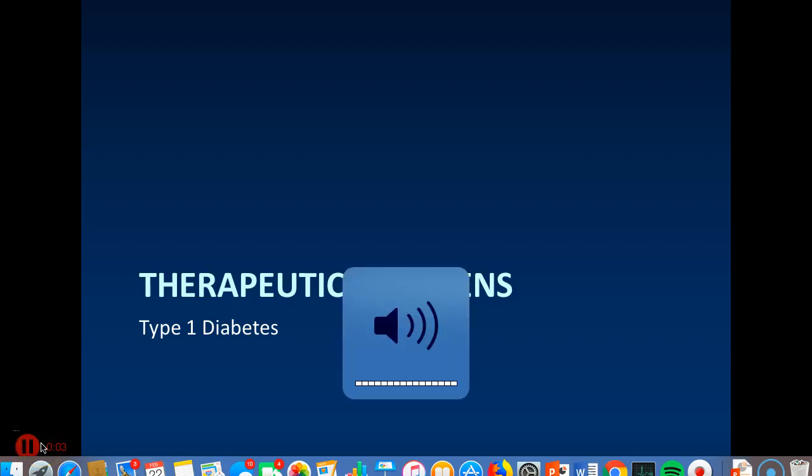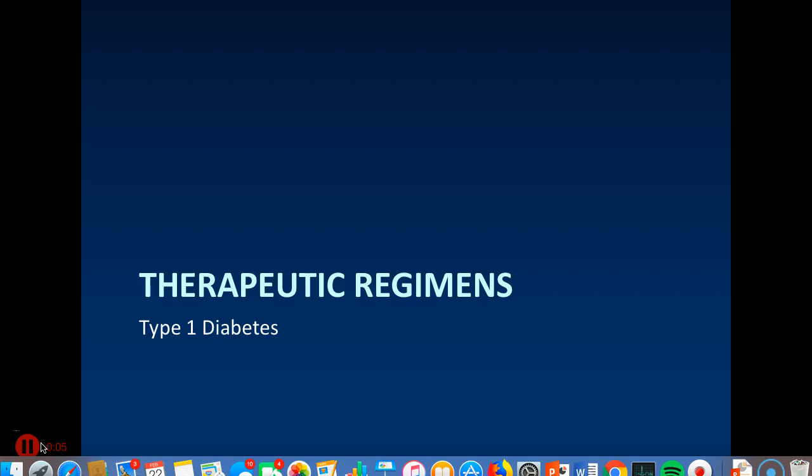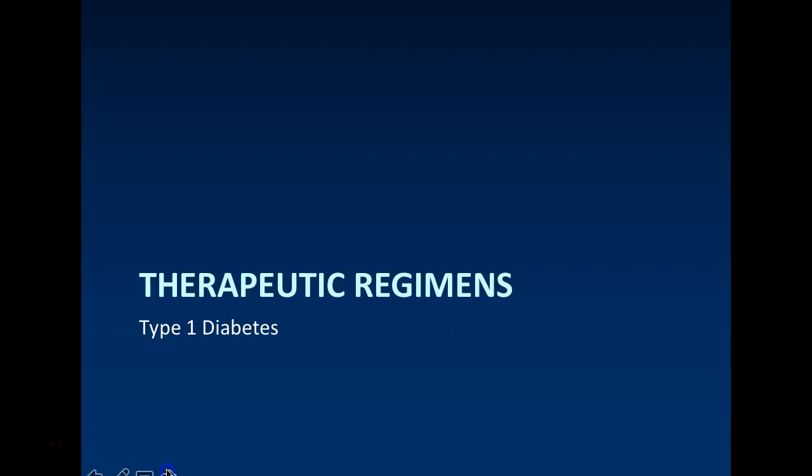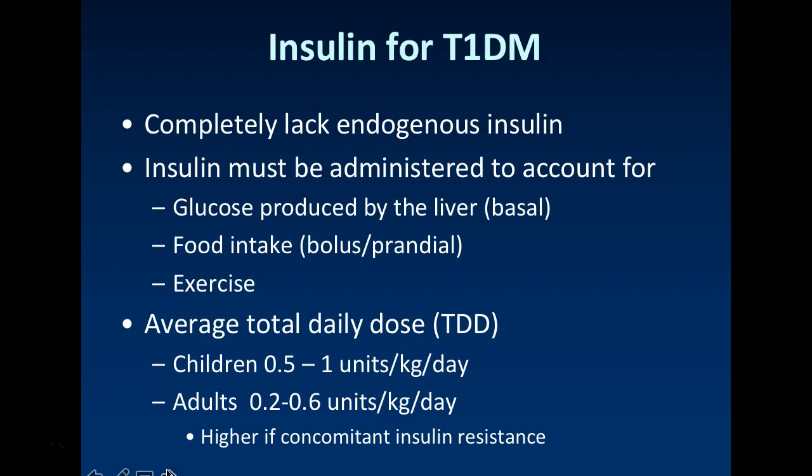Finally, we're just going to talk about the different ways to design a therapeutic regimen for patients with type 1 diabetes. Because patients with type 1 diabetes have a complete lack of endogenous insulin, you really have to give insulin administration to account for the hepatic gluconeogenesis that provides your basal needs, your food intake, and then exercise.